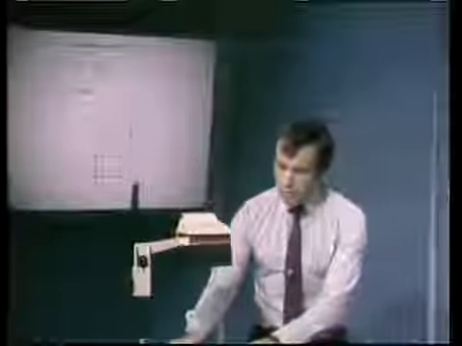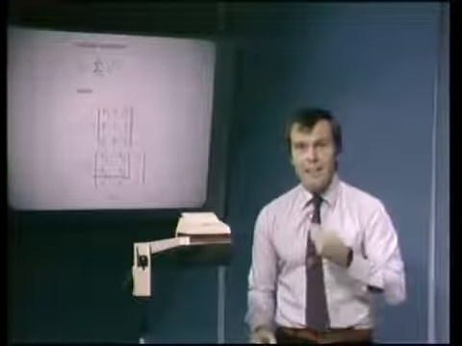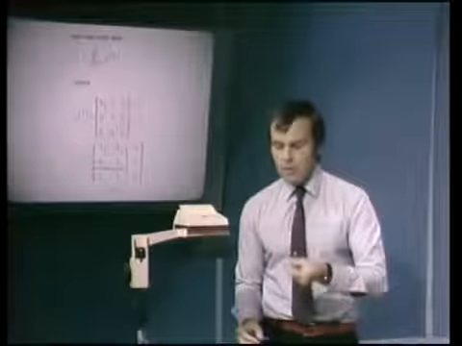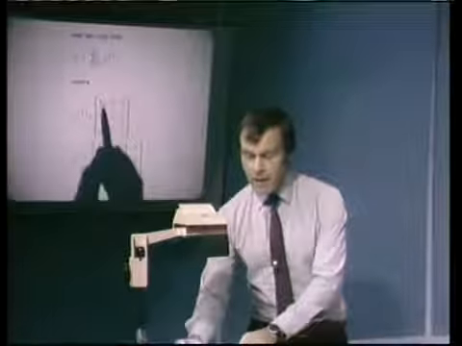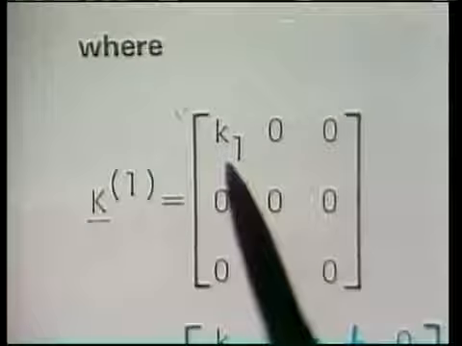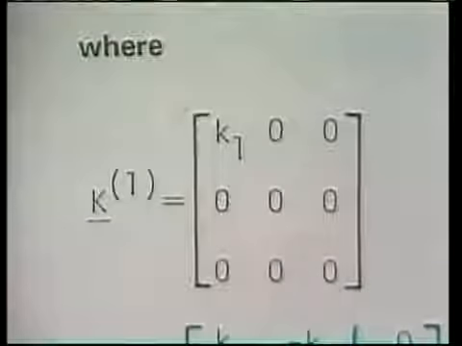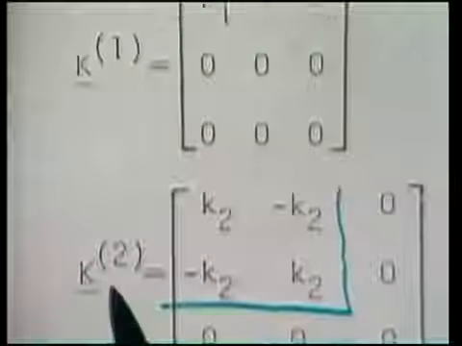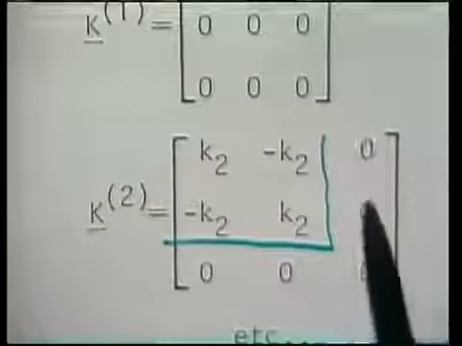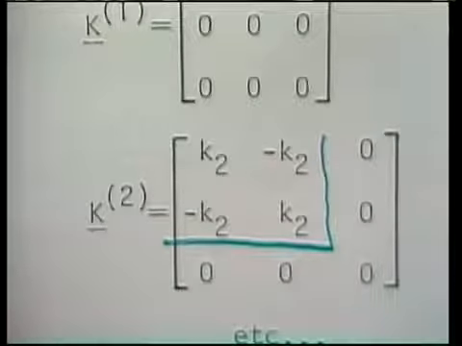The zeros always appear in those rows and columns into which the element does not couple. In other words, into those degrees of freedom that the element does not couple. For example, K1, this element 1 here, couples only into the degree of freedom 1. Therefore, we have the second and third rows being 0. Element 2 couples only into degrees of freedom 1 and 2. Therefore, the third degree of freedom contains all zeros, and so on.